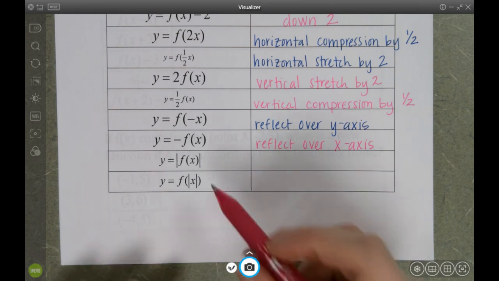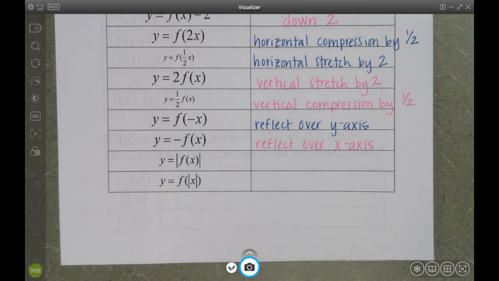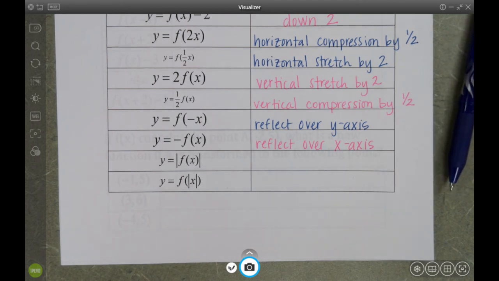And then on this absolute value one, it's the same thing we put in that last box on the other summary page, where all the negative y values reflect over the x-axis.